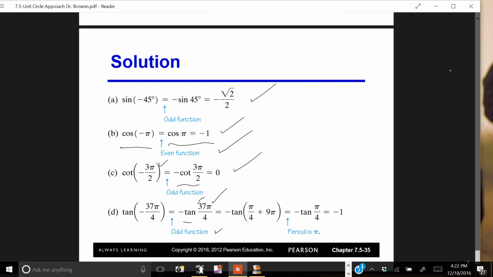Notice you could plug this right in your calculator, or you could see that that is 9 periods of pi plus pi over 4. So it's going to be minus tangent of pi over 4, which is minus 1. And that is the lesson for today.